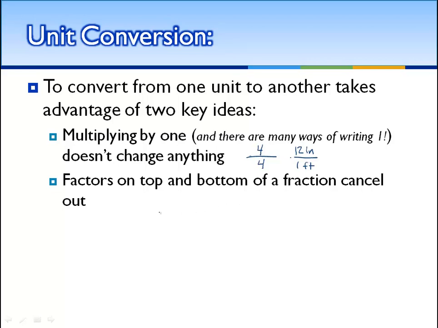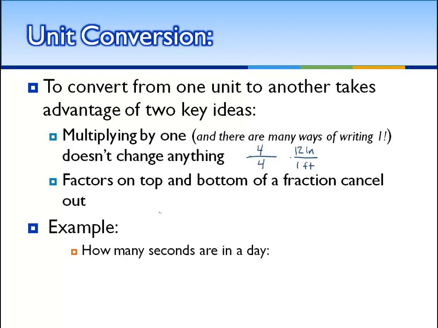The other major idea that we take advantage of is that when you've got factors on both top and bottom of a fraction, those cancel out. We've seen that recently. When you've got x's on top and x's on bottom, they cancel out. We're going to think about it the same way, only instead of thinking about variables on top and bottom, we're going to be canceling out units on top and bottom. So let's show you with a quick example. Let's answer the question how many seconds there are in a day.